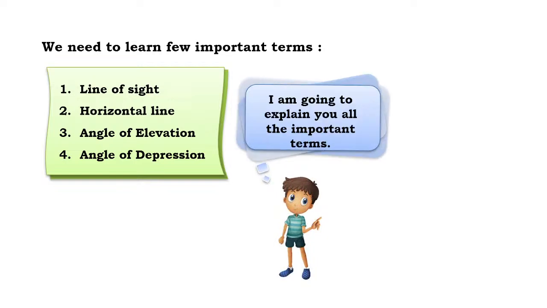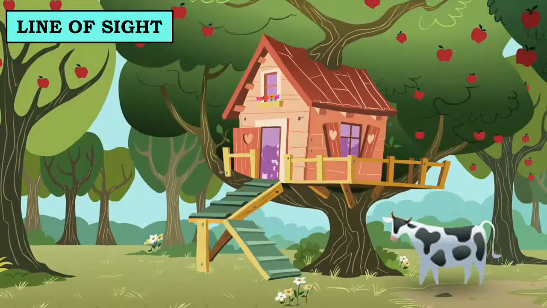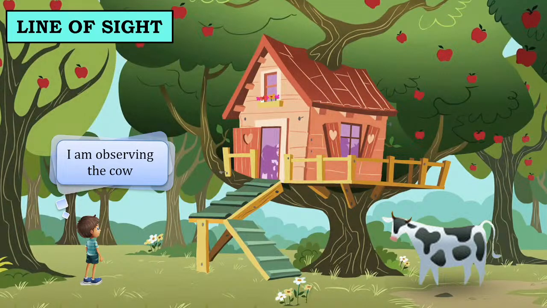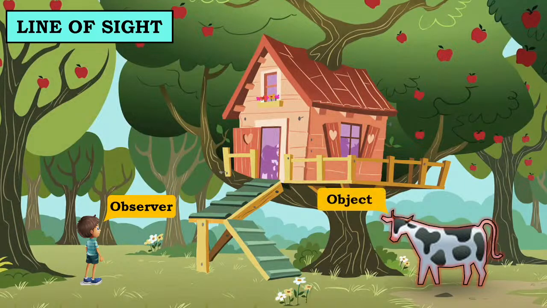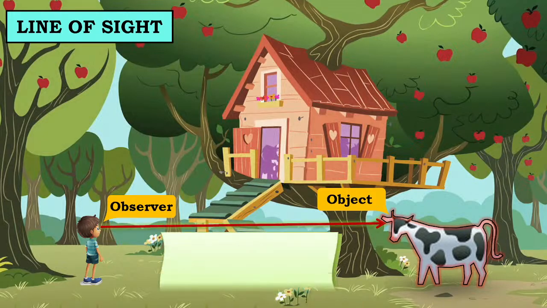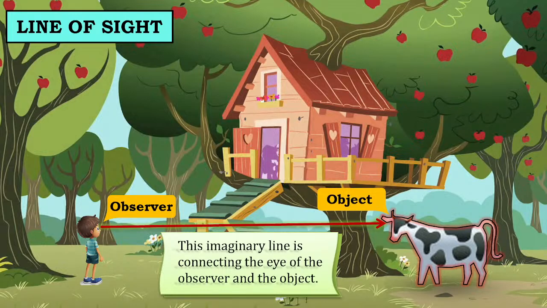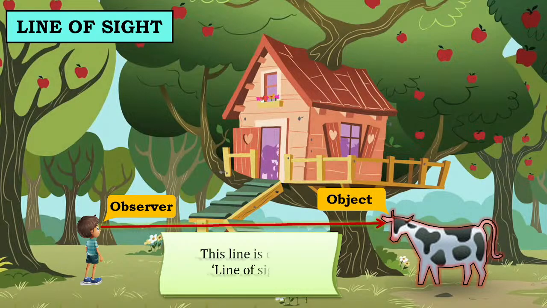So here there is Raj and he is going to help you explain different terms. So what is the meaning of line of sight? Imagine Raj is here, standing and observing the cow. Correct? Observer and the object. The straight line which I am drawing here now, can you see the straight line? This is called what? Line of sight, the imaginary line that is connecting the observer and the object. This is called line of sight.